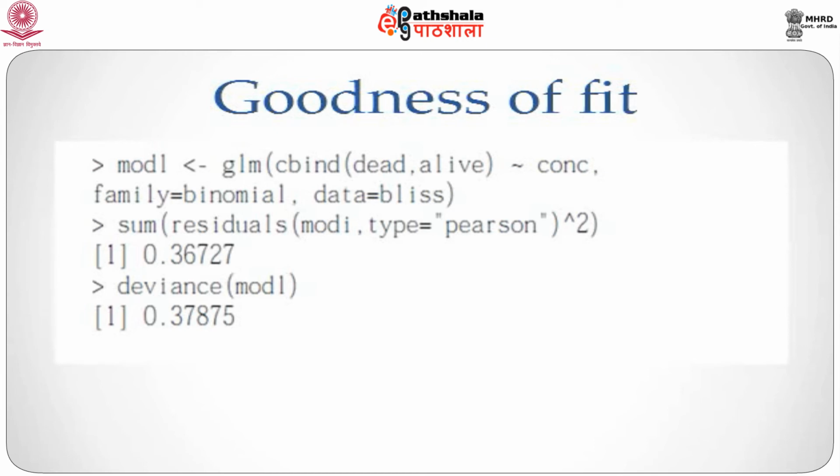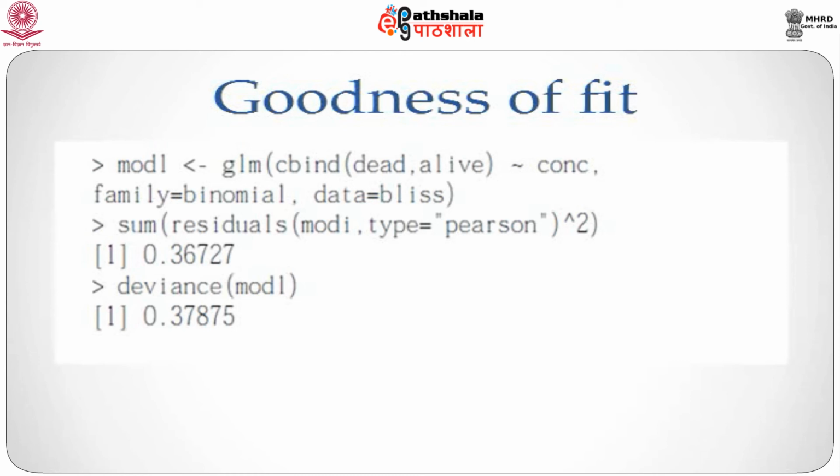Similarly, we could say type equal to deviance, or rather we need not, because deviance residuals are the default residuals and will be returned if we use the residuals function on modl without any specification of the type. So here we have used the residuals to construct a single summary goodness of fit measure. The syntax sum(residuals(modl, type = "pearson")^2) returns the sum of the squared Pearson residuals, and you know that this is the usual Pearson goodness of fit measure.